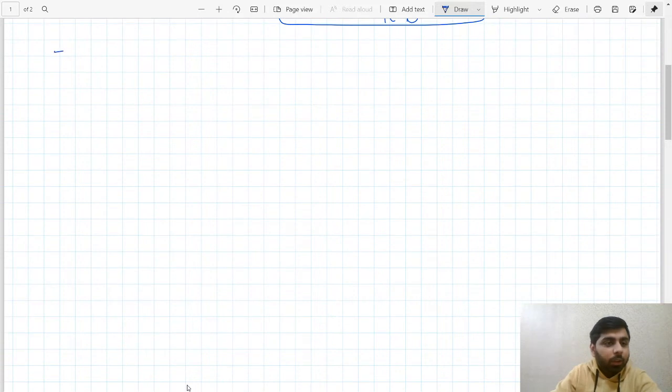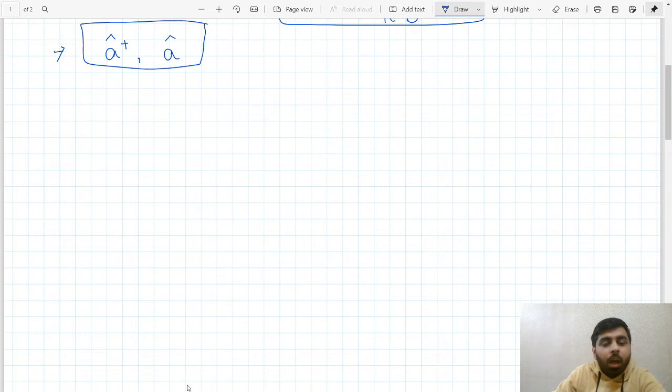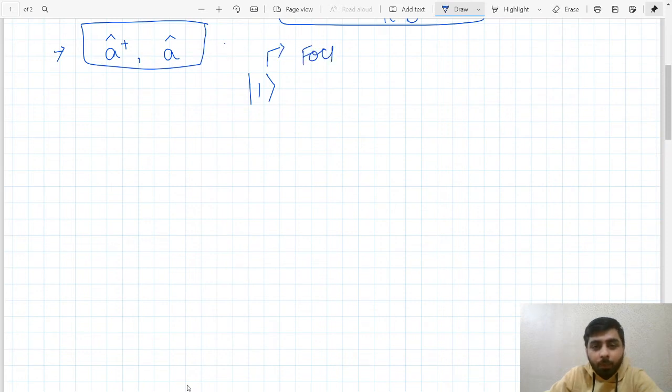The second thing that I'm going to talk about is the creation and annihilation operators. This is the creation operator A dagger in quantum mechanics, and this is A. Now, suppose that we are in the first excited state of a quantum harmonic oscillator. It is written like this. This is known as a Fock state. And suppose that we are in the nth excited state, so we write it like this.